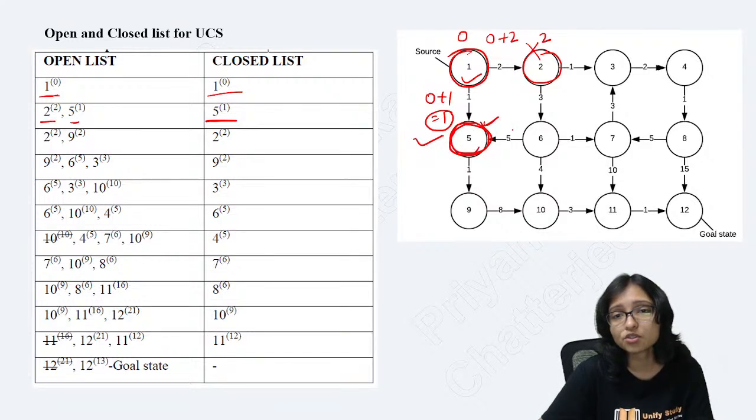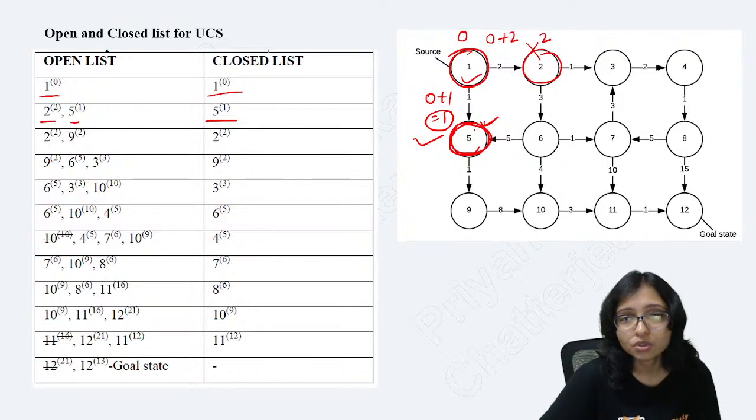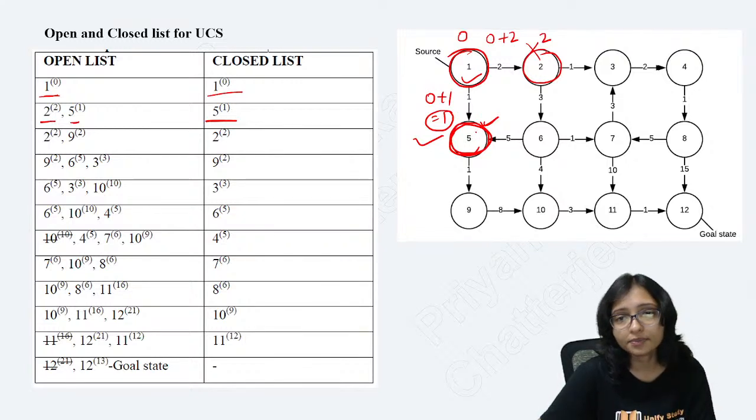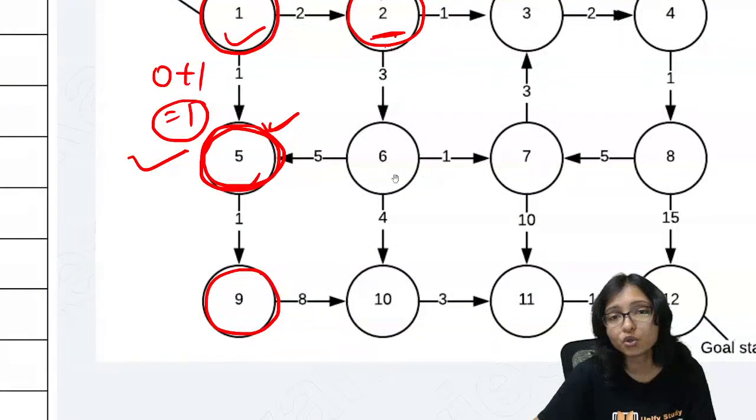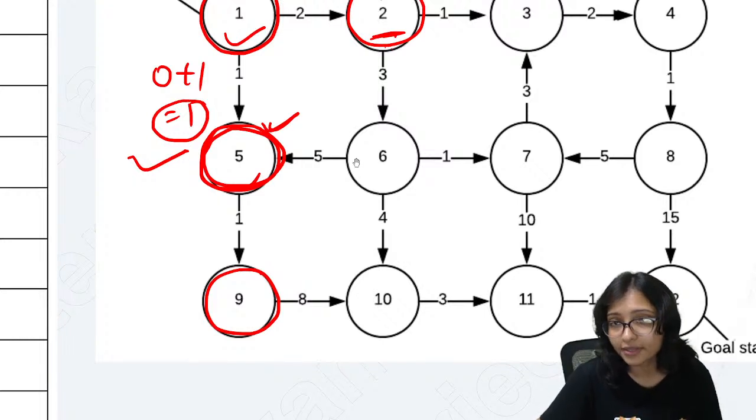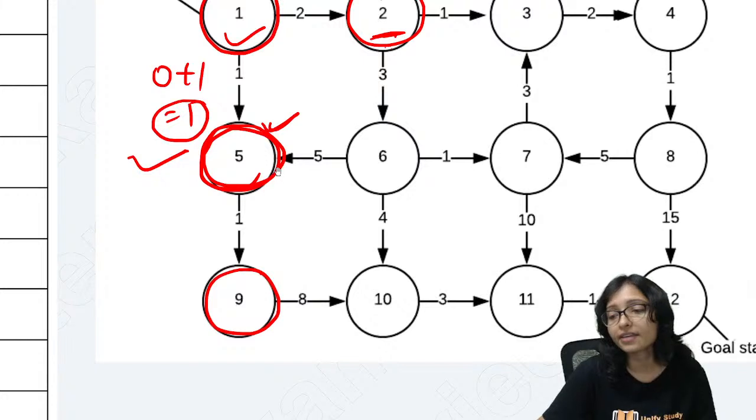Whenever I visited this one, what is available to me now? See, 2 was already available. Already this was available to me. And now this is also available to me. Don't make the mistake of thinking 6 is also available. No, 6 is not available. Check the arrow. Here is the arrow 6 to 5. 5 to 6 arrow is not there. So 6 is not available to me, because it is a directed graph. It is not an undirected graph. So 5 to 9 there is a path, but 6 to 5 there is no path.